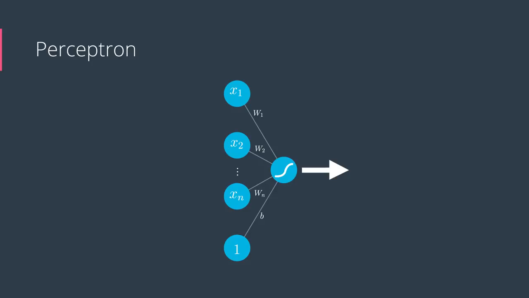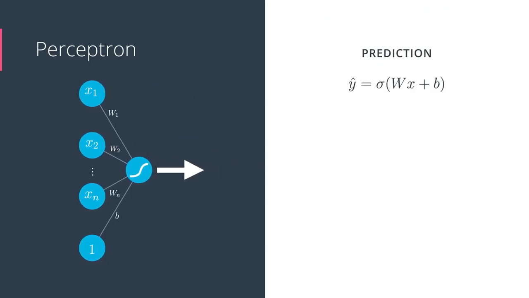So here's our perceptron. On the left, we have our input vector with entries x1 up to xn and 1 for the bias unit, and the edges with weights w1 up to wn and b for the bias unit. Finally, we can see that this perceptron uses a sigmoid function. And the prediction is defined as y hat equals sigmoid of wx plus b.